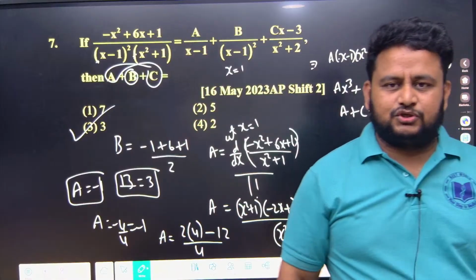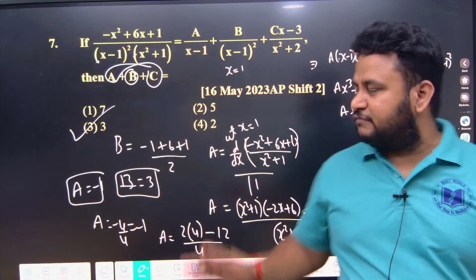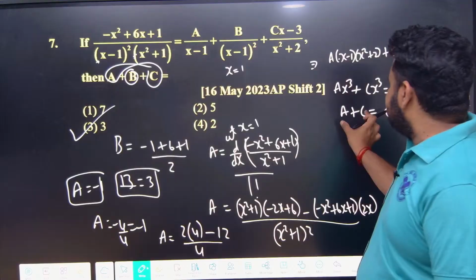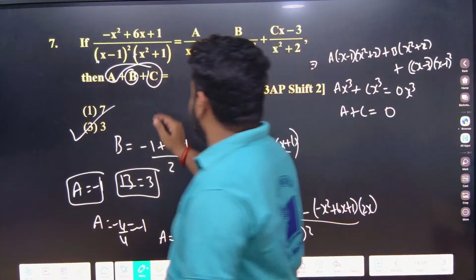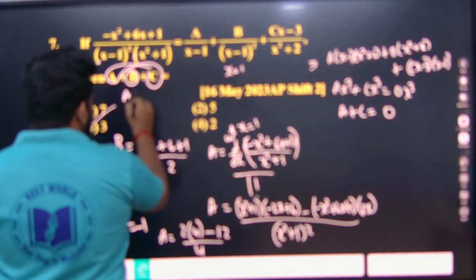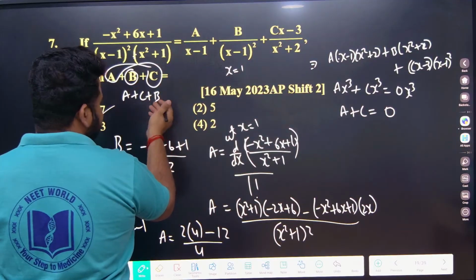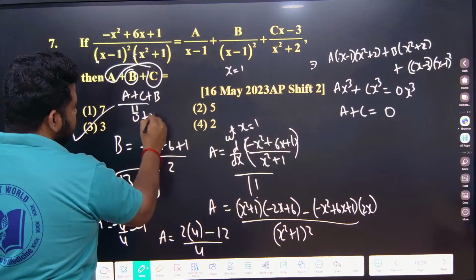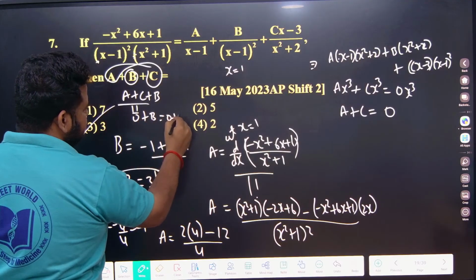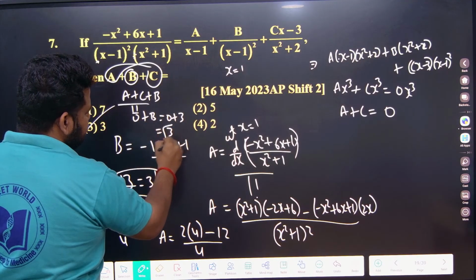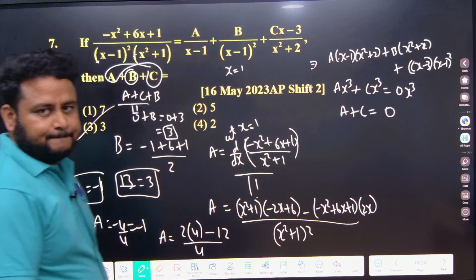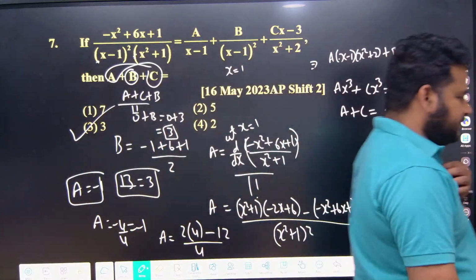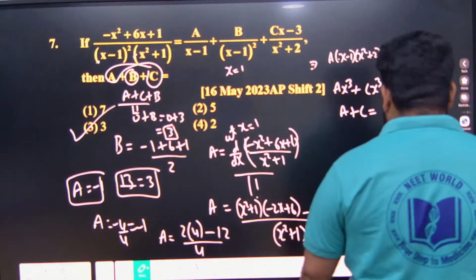Clear? So you can compare the coefficients and find out the value of c, but I am getting directly a plus c is equal to 0. See, a plus b plus c I have to find out. So I can further write it like this: a plus c plus b. a plus c is 0 plus b, b is 3. So 0 plus 3 is 3 only. So the answer is third option, 3. Clear? Option 3 is the correct option.